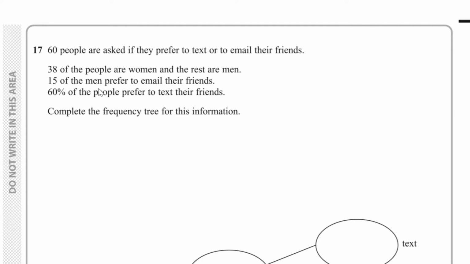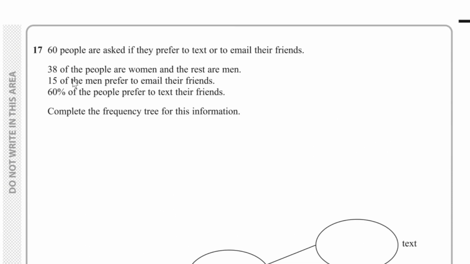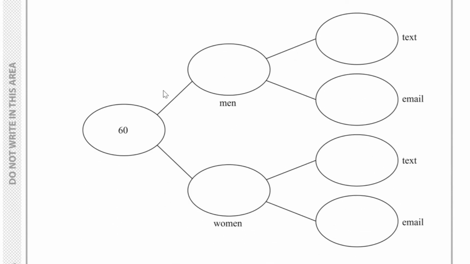Question number 17. 60 people are asked if they prefer to text or email their friends. 30 of the people are women and the rest are men. 15 of the men prefer to email their friends. 60% of the people prefer to text their friends. You have to complete the frequency tree for this information. So, first of all, we've got 60 people in total, and we know that 30 of the people are women. So we have 30 over here.